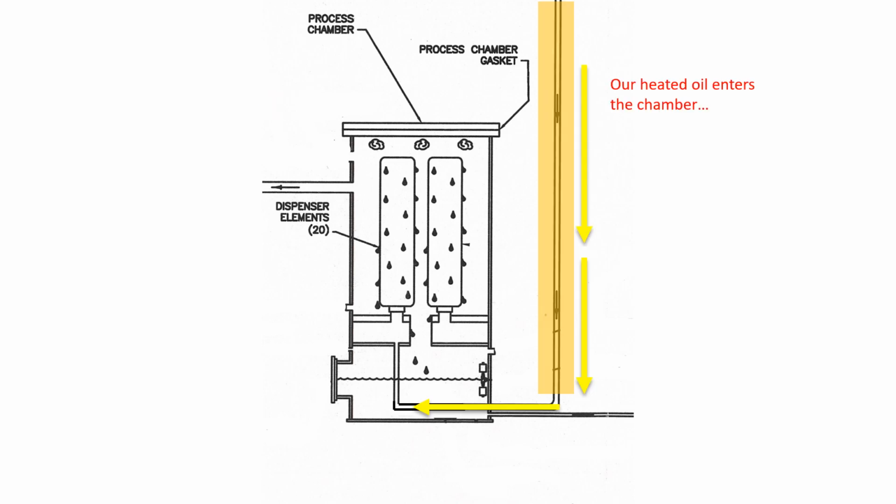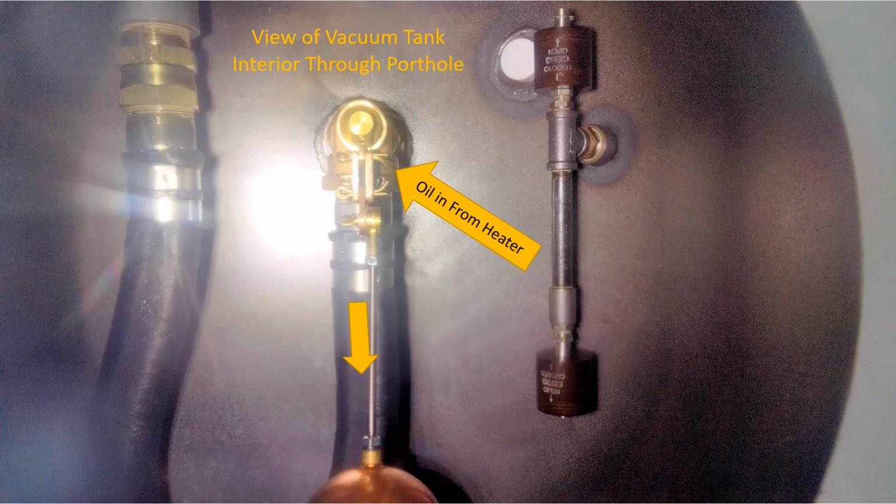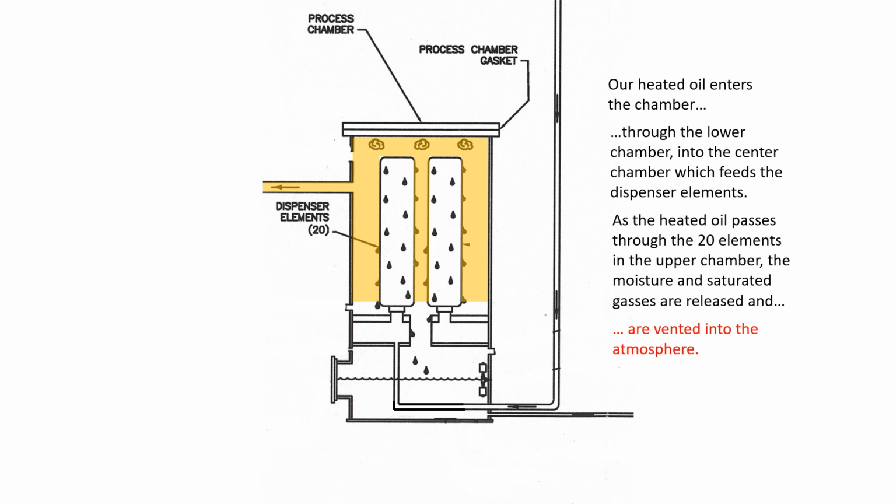Our heated oil enters the chamber, goes through the lower chamber into the center chamber, which feeds the dispenser elements. This is a view of the vacuum tank interior through the porthole. The oil enters from the heater, goes through the hose and out to the elements in the top chamber of the vacuum tank. As the heated oil passes through the 20 elements in the upper chamber, the moisture and saturated gases are released and are vented into the atmosphere.